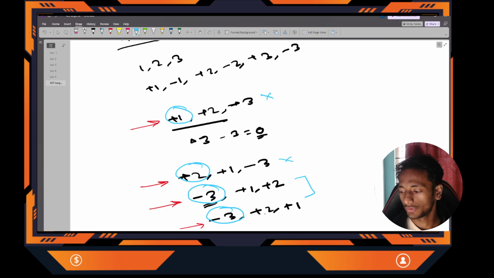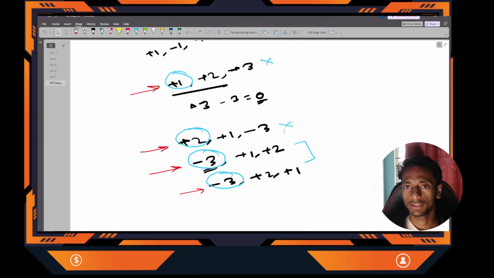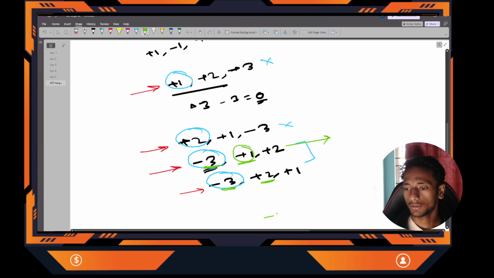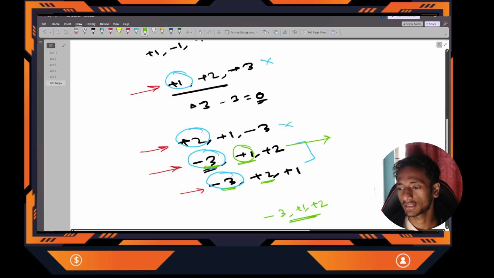Now within these two arrays, let's compare the next number, because both are the same. Here it is minus 3, and here it is also minus 3, so we can't decide which is smallest. Now go to the next number. This is plus 1, this is plus 2. That means this is the smallest. So this will be our answer: minus 3 plus 1 plus 2. This is clear.